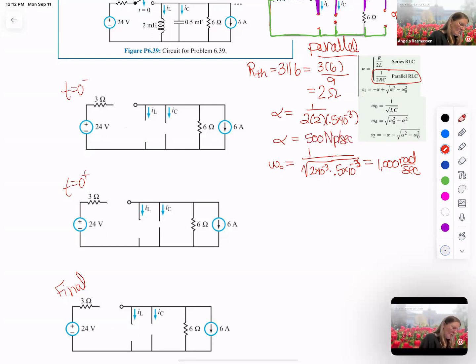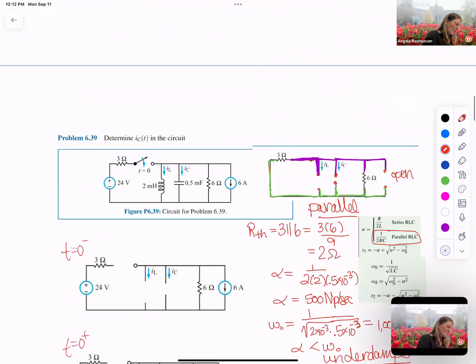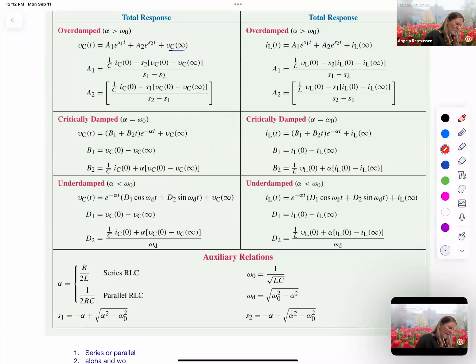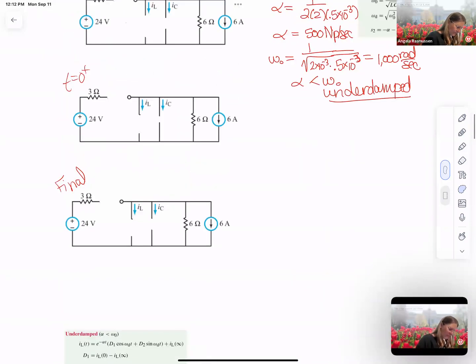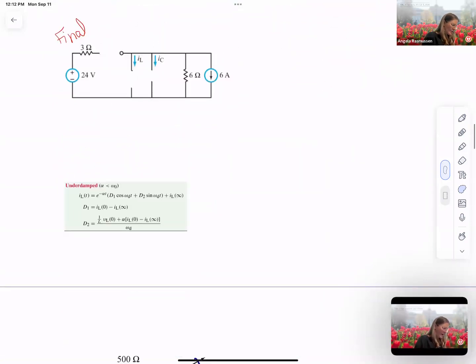Okay, so from here, what do we do? Okay, so we see that alpha is less than omega naught, so we're underdamped. So from this, I use the parallel side, which is this one. I have them down there. And we're going to use this equation set for underdamped.